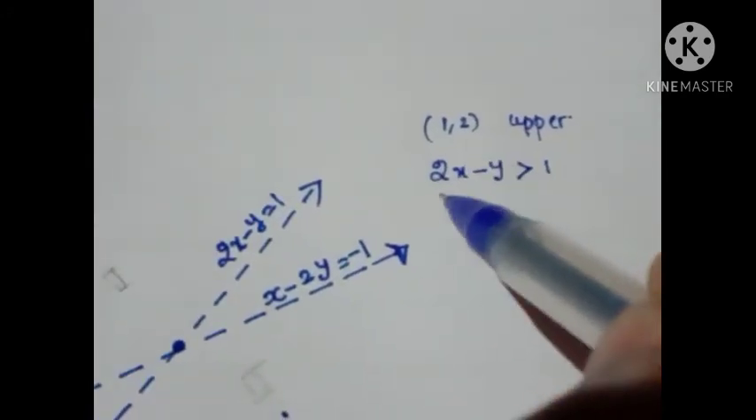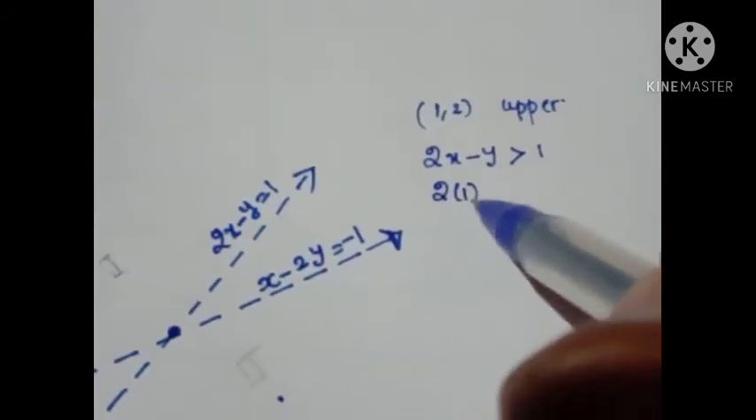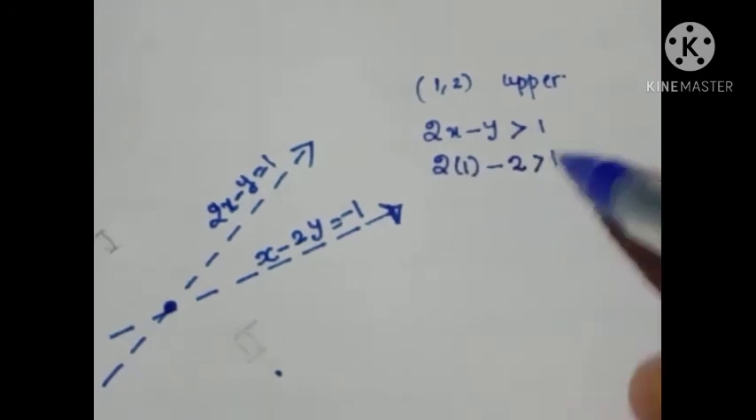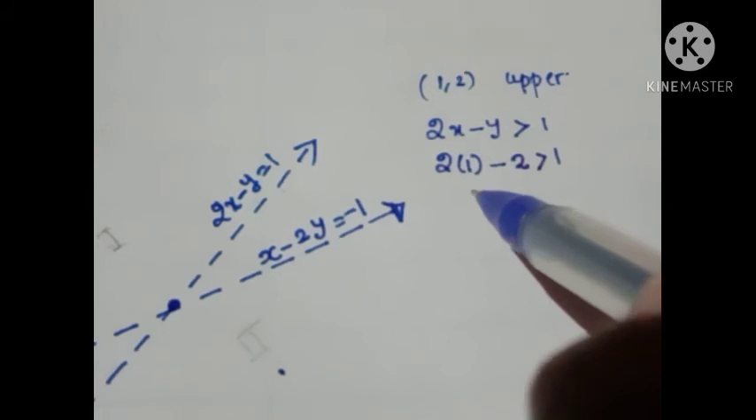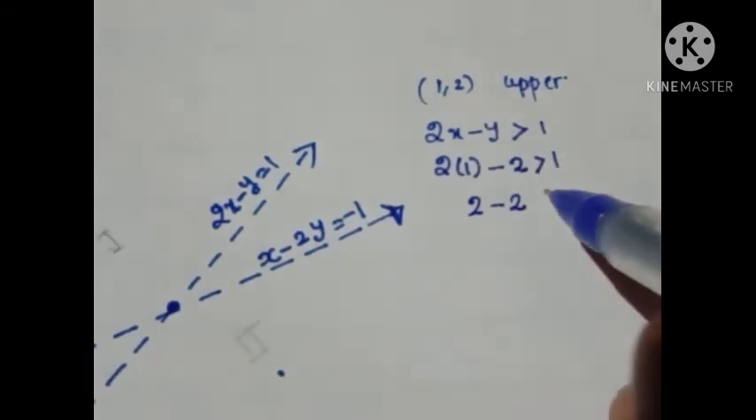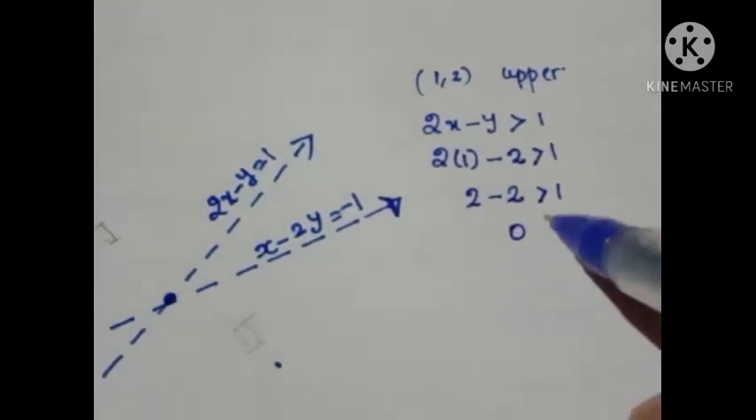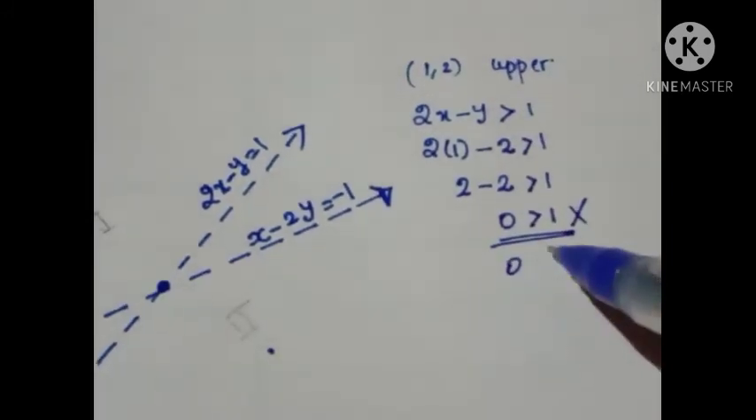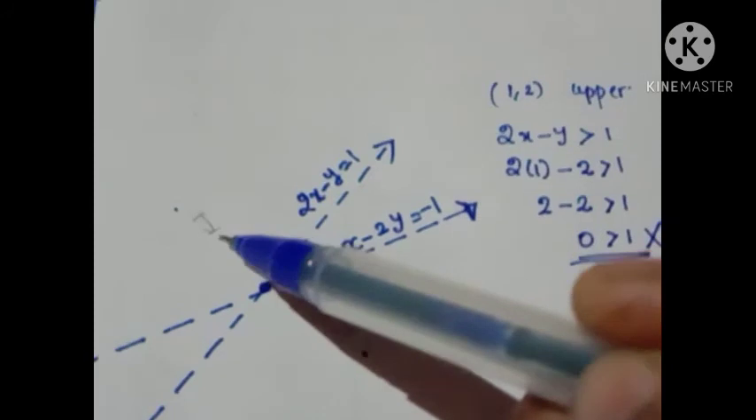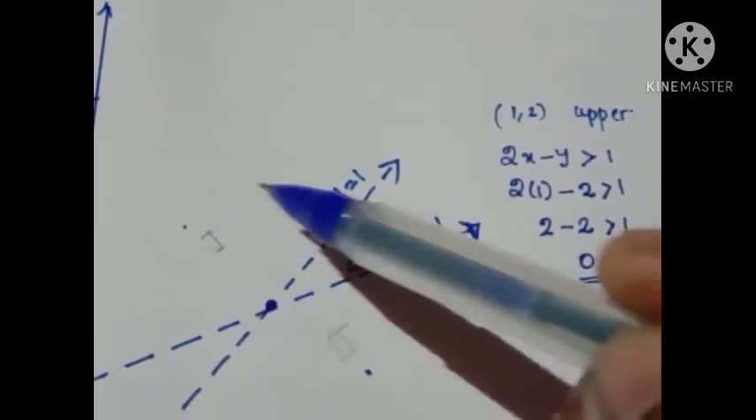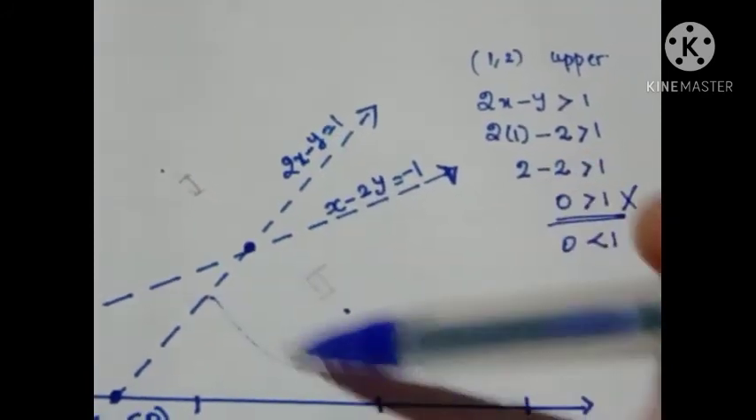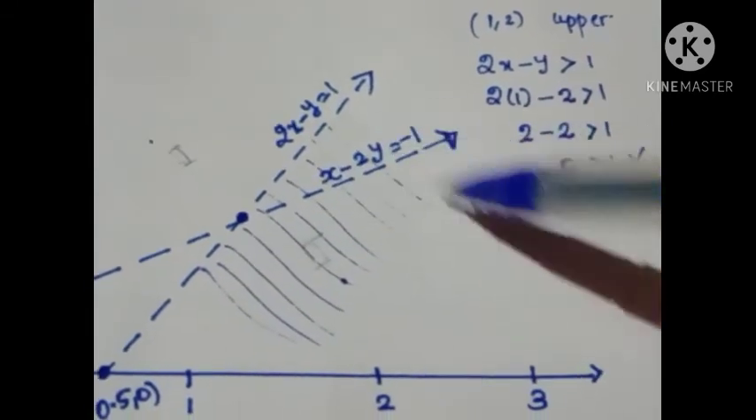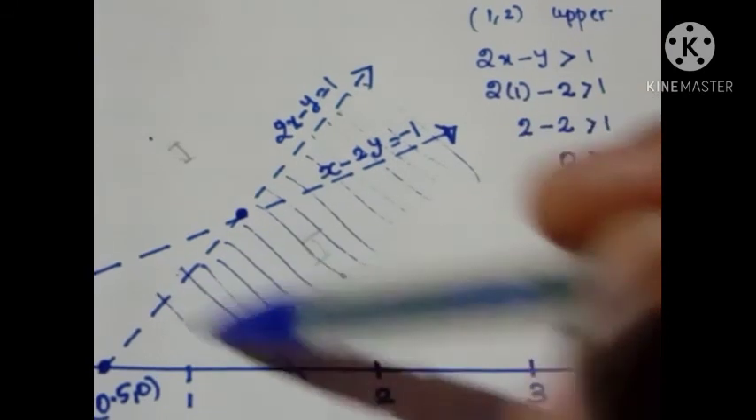So x equal to 1 and y equal to 2. Put the values. So 2 into 1 minus 2 is greater than 1. 2 into 1 is 2. 2 minus 2 is greater than 1. 0 is greater than 1. Is it correct? No. 0 is less than 1. So we can't select the points from this upper half plane. So the solution region for this line is the lower half plane.